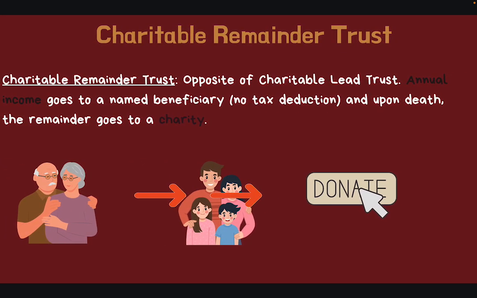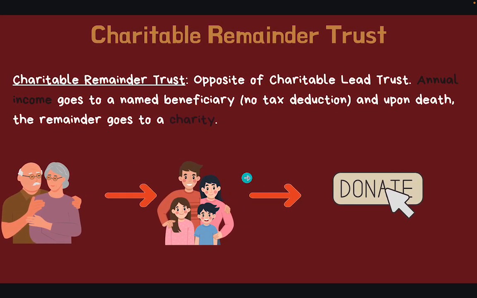Charitable remainder trust. This one's a little bit different. Here we go. Charitable remainder trust. It's basically the opposite of a charitable lead trust. So the annual income that this person puts into the trust goes directly to the beneficiaries. There's no tax deduction. They have to claim it. But then upon the death of the beneficiaries, the remainder goes to a charity.